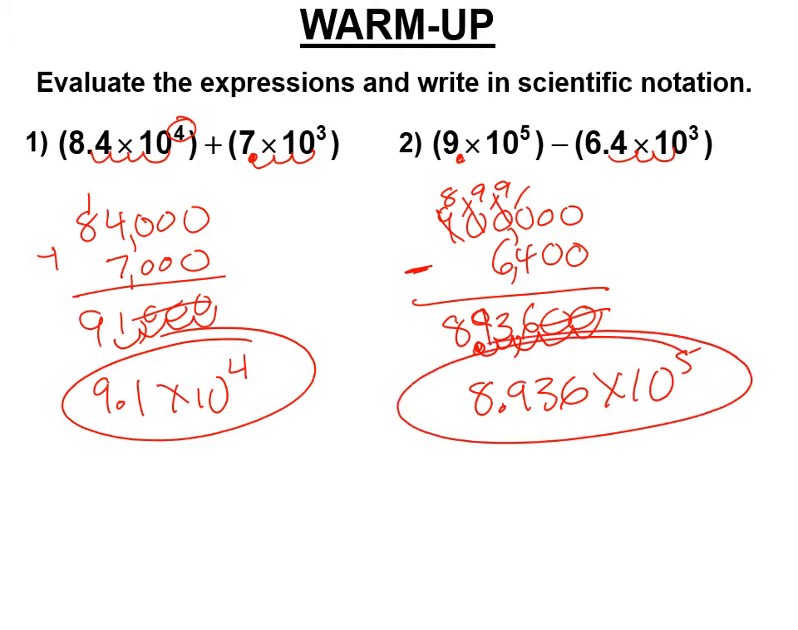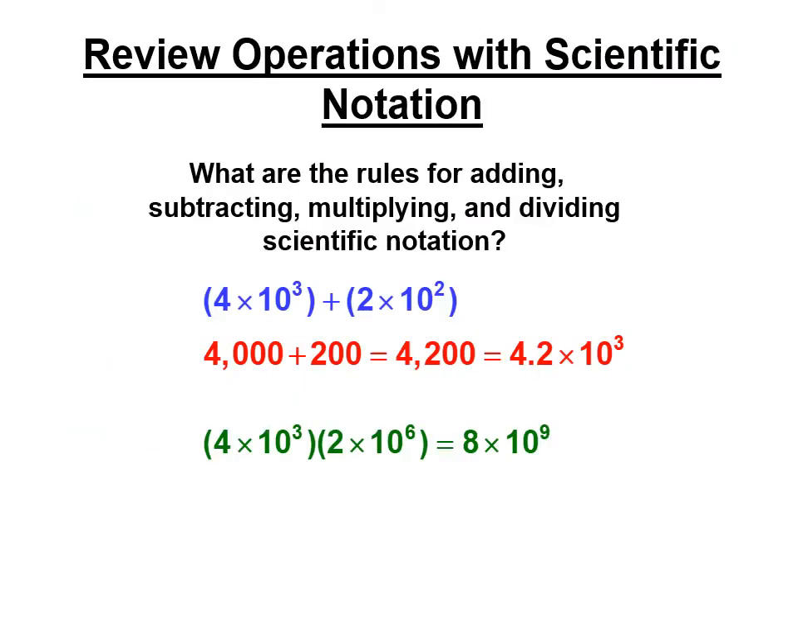So adding and subtracting, just make them regular numbers, but then you have to put them back in scientific notation. So adding or subtracting, you make them regular numbers. Multiplying or dividing, they're shortcuts. Multiplying, 4 times 2 is 8, add the exponents.